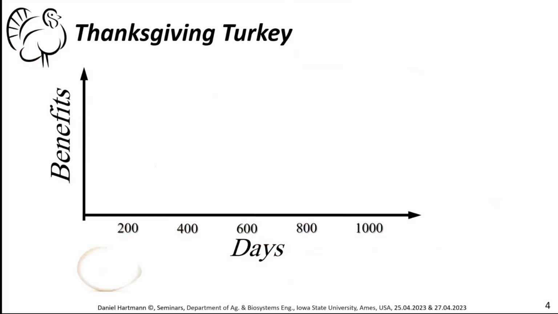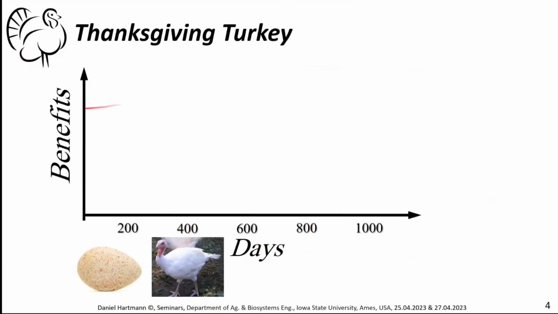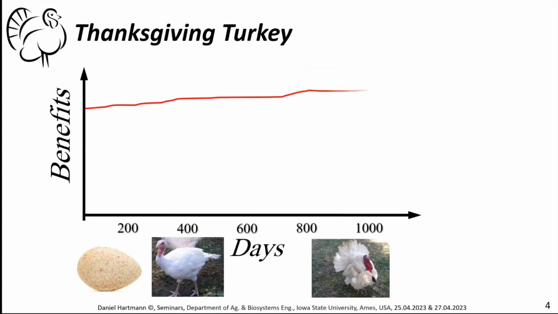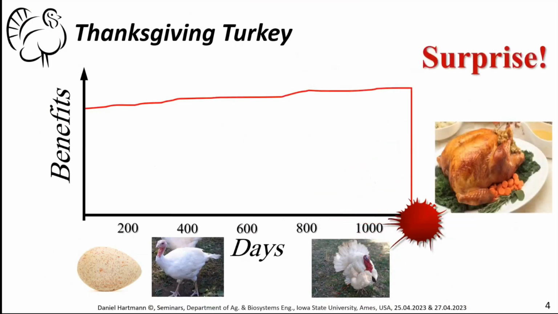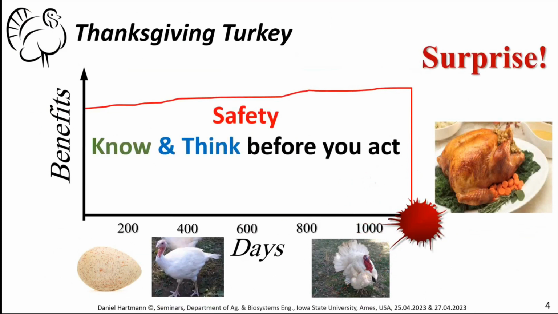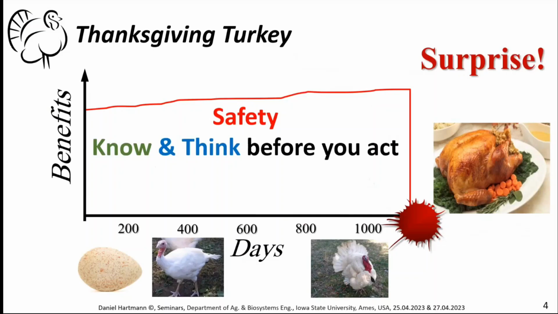But before, I'm a geologist by training, by the way, so I like very much to show you pictures and illustrations. So let's think about the Thanksgiving turkey. You know that it starts from an egg, and then a chick, and then it grows up to a full-grown turkey, and suddenly you have it on the Thanksgiving platter. So obviously the turkey has no safety in his mind. And safety for us, you have to know and think before you act, before you do something, and before you design things, before you plan things, and so on. Otherwise, we will end like this Thanksgiving turkey.